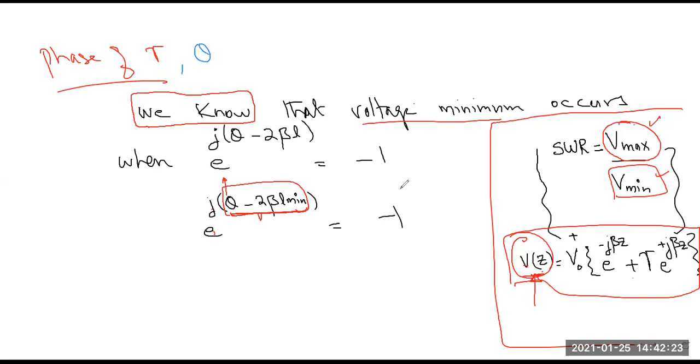एक्सपोनेंशियल फंक्शन -1 के बराबर कब होता है जी? इससे ज्यादा बेसिक क्वेश्चन मेरे ख्याल में नहीं हो सकता। सर, 180 का एंगल हो जब। Yes. So it means that is the answer to this question. It means whenever theta minus 2 beta L minimum is equal to pi.